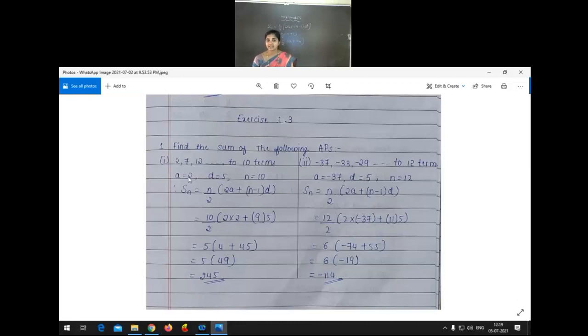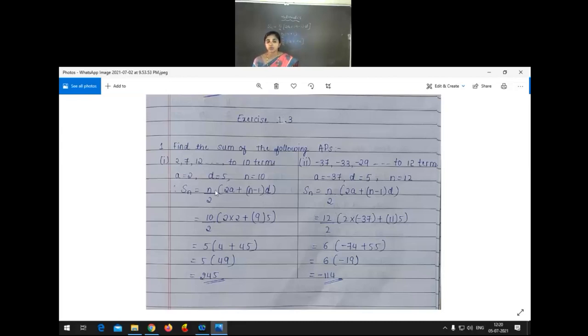So what we have to do? Very simple. First we take a, the first term, 2. Then d, the common difference, a2 minus a1, that is 7 minus 2, which is 5. Then n is the number of terms. We have to find the sum of 10 terms in this AP, so n is 10. We have to use the formula Sn is equal to n divided by 2 into 2a plus n minus 1 into d.